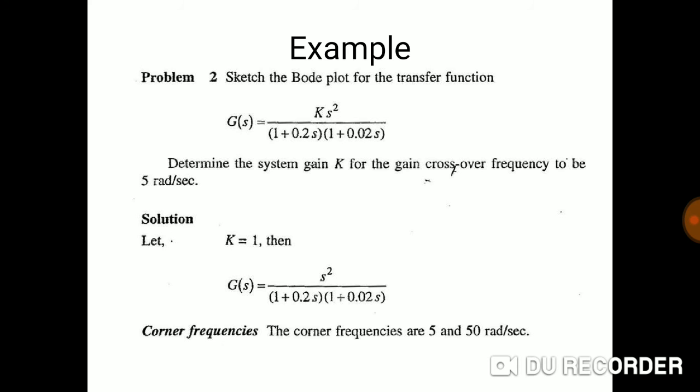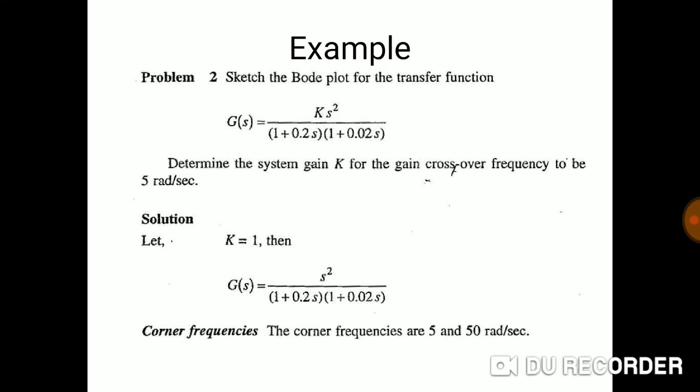Here we'll consider k equal to 1. So G(s) is equal to s square divided by (1 plus 0.2 s) into (1 plus 0.02 s). The two different corner frequencies are 5 and 50. How to calculate? Here 1 plus 0.2 s is there. If we take it out, 1 divided by 5 into s will be there, and 1 divided by 50 into s will be there.